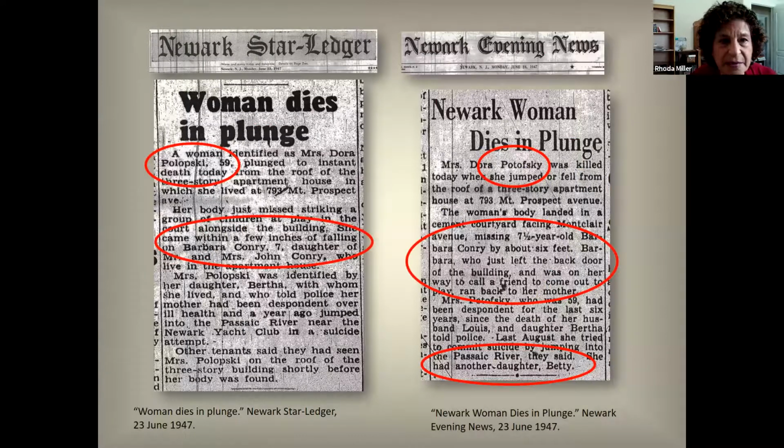Okay, now in 1947, about a year later, we have the two newspaper articles, which I found by doing my own research. I went to the New York Public Library because the Newark newspapers are not online, or at least they were not. I don't think they're online yet, but they certainly weren't when I was doing this research. This was front page news on both newspapers, the Newark Star Ledger and the Newark Evening News, on the day of her death. It was a center article on the front page with very parallel headlines about a woman dying in a plunge.